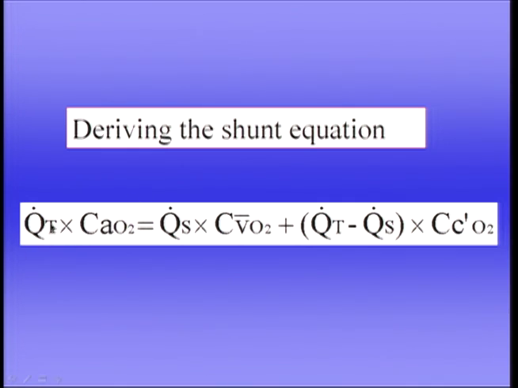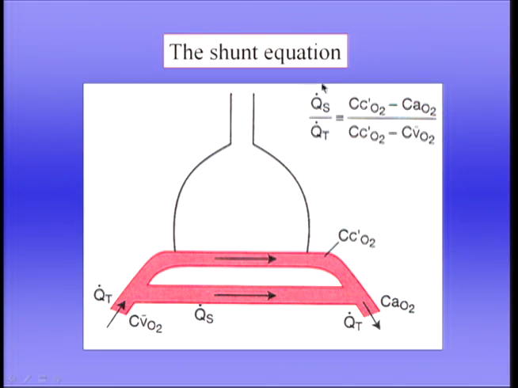All we're saying is that the total blood flow times the arterial oxygen concentration, that's what's coming out of the lung, is equal to the contribution from the shunt, which is QS, times the concentration of oxygen in the mixed venous blood, which is in the shunt, plus the rest of the blood flow, QT minus QS, times the concentration of oxygen in the end capillary blood. And that allows us then to write this shunt equation here. We're just rearranging the equation. I'm not going to go through the algebra, it's just rearranging the equation, and you can see it here.